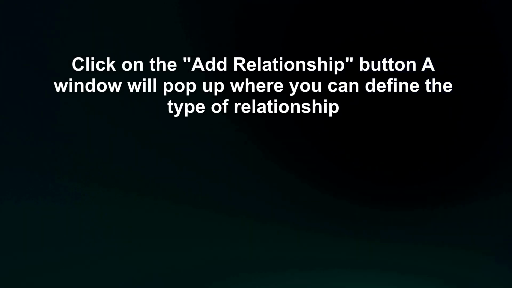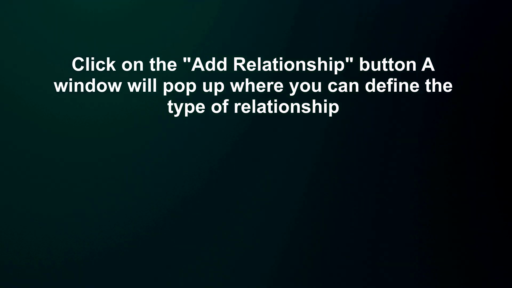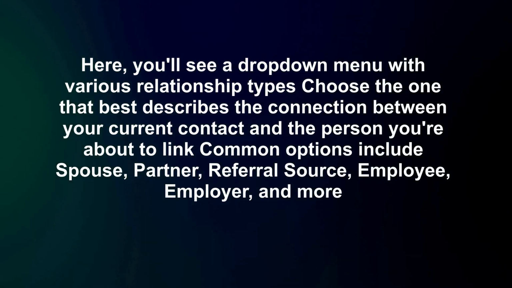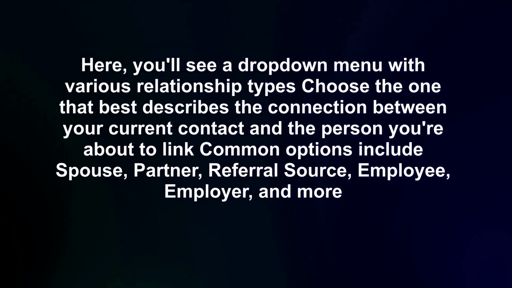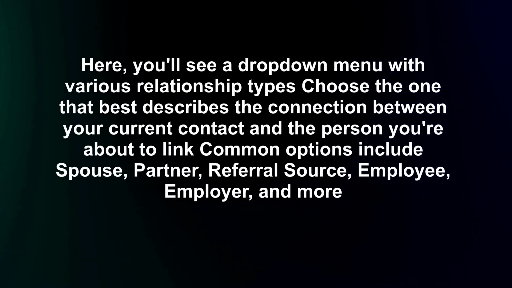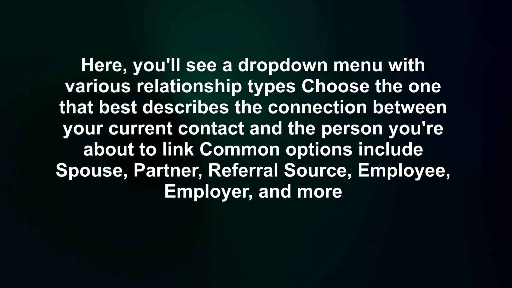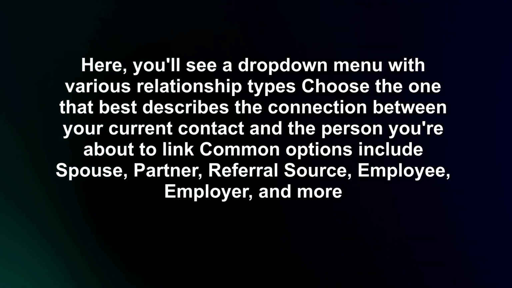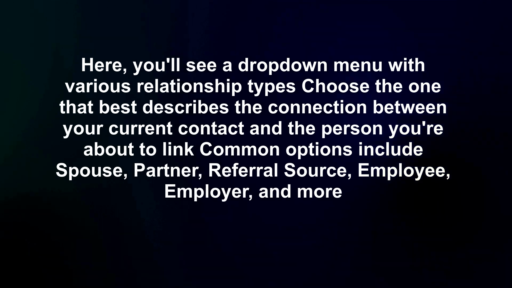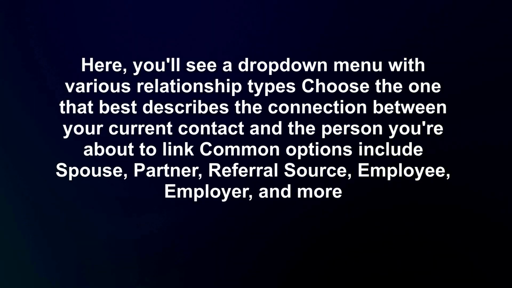A window will pop up where you can define the type of relationship. Here, you'll see a drop-down menu with various relationship types. Choose the one that best describes the connection between your current contact and the person you're about to link. Common options include spouse, partner, referral source, employee, employer, and more.